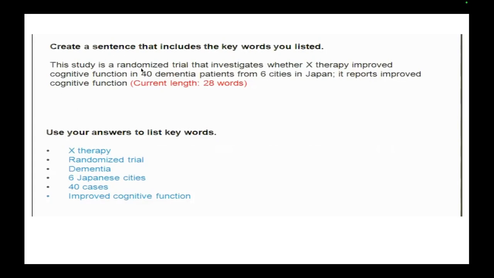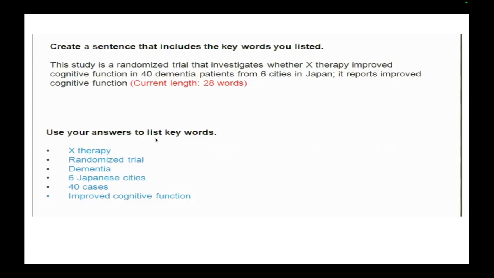For example, this study is a randomized trial that investigates whether X therapy improved cognitive function in 40 dementia patients from 60s in Japan. It reports improved cognitive function. But now this is in the shape of a title and all the words are there, but it's too lengthy. Current word limit is 48 and it looks like a paragraph. But you have seen different papers, and the titles are not that lengthy.